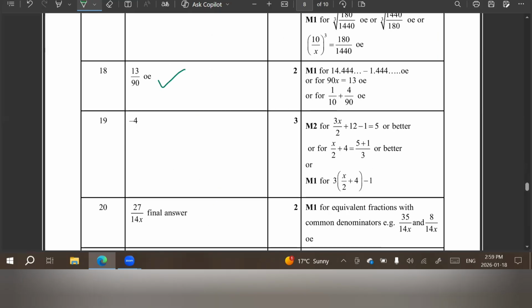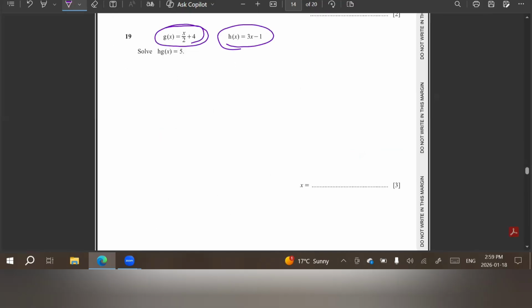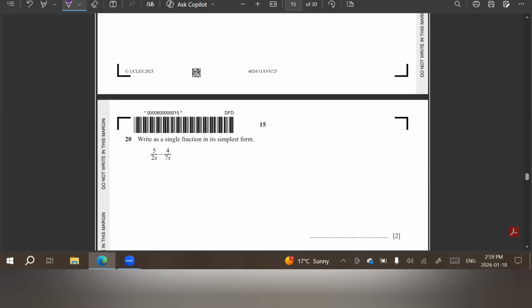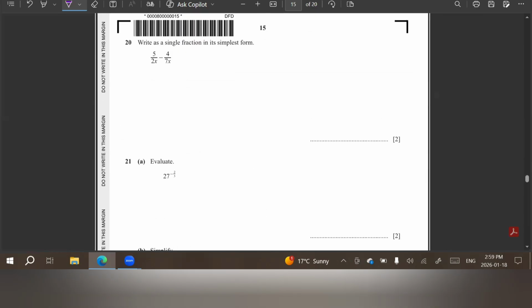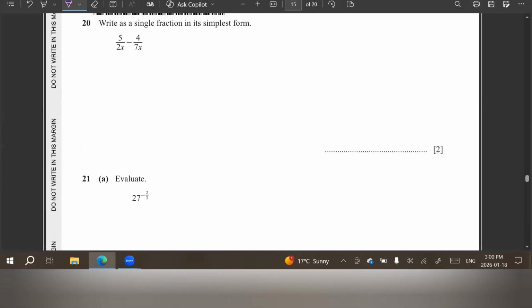This is how this is done. I hope you have studied the composite functions. Okay, so now we are done with question number 19. Question number 20 is showing up on your screen. You want me to write as a single fraction in its simplest form 5 by 2x minus 4 by 7x. Very simple, straightforward question.